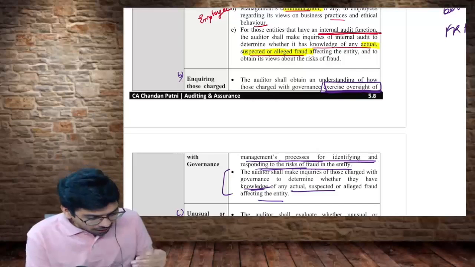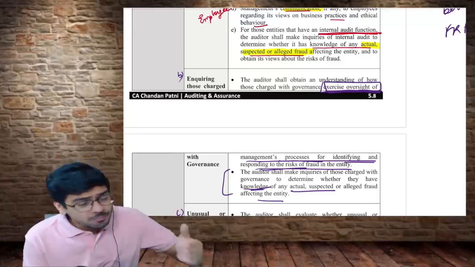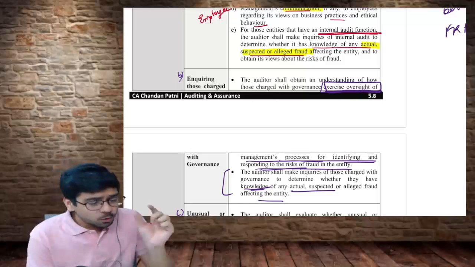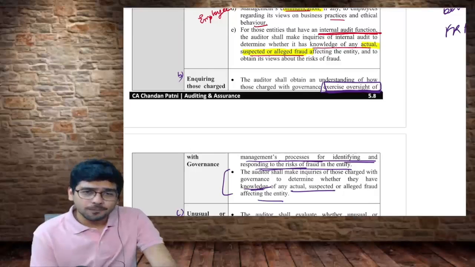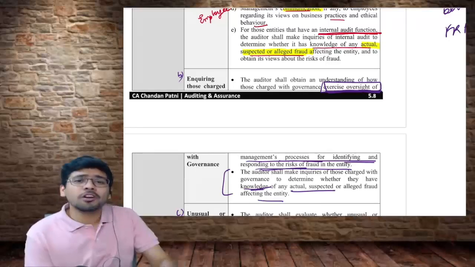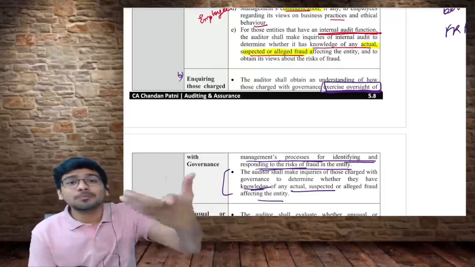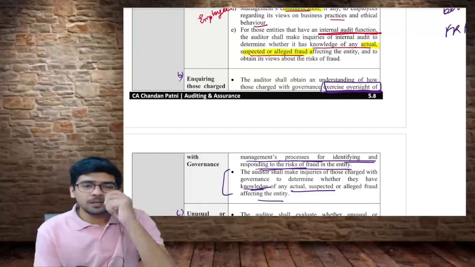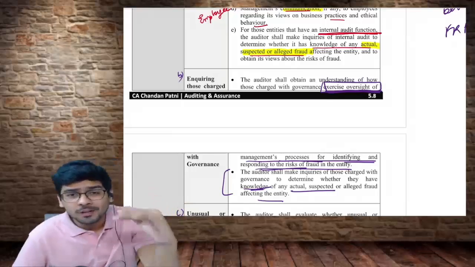Whether TCWG, are you keeping an eye on the management's process with respect to identification and assessment of fraud? Secondly, I'm going to ask them TCWG, are you aware of any fraud that has happened or is about to happen, or let's say suspected fraud? These are the two things I'm going to inquire from TCWG.